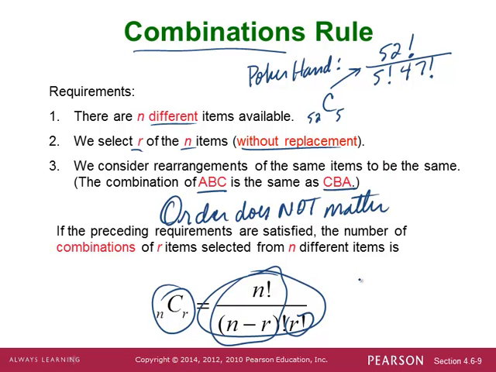Likewise, if you have 20 people to choose from, but you need to select 5 to serve on a committee, well, there's going to be 20 choose 5, meaning the combination of 20 items taken 5 at a time, which is going to be 20 factorial over 5 factorial, 15 factorial.